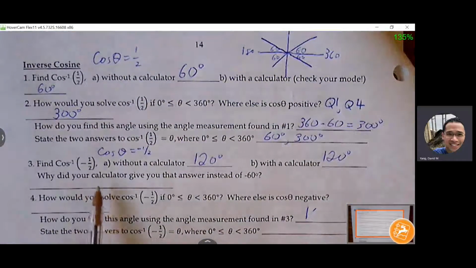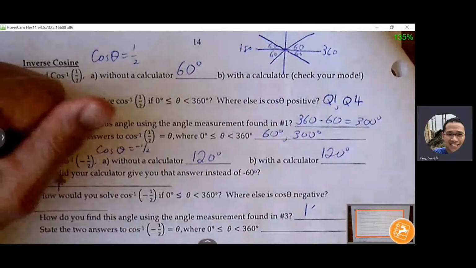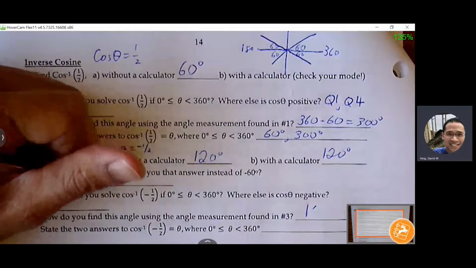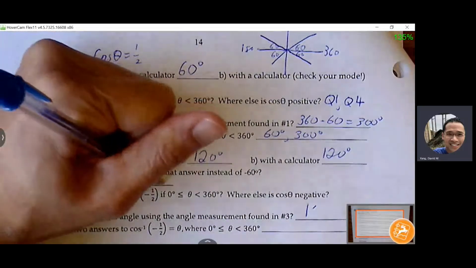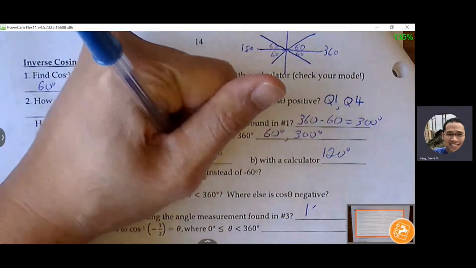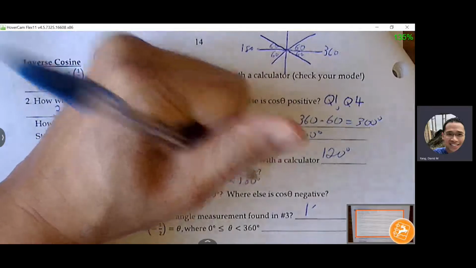Why did your calculator give you this answer instead of negative 60 degrees? Principal values for cosine is first and second quadrant, so between 0 and 180 degrees.